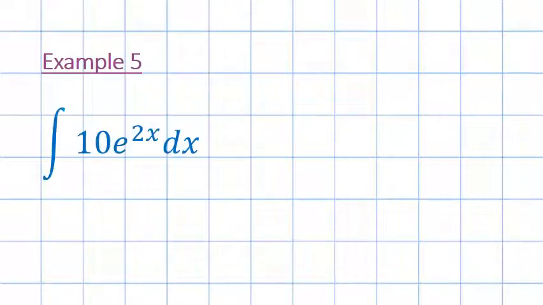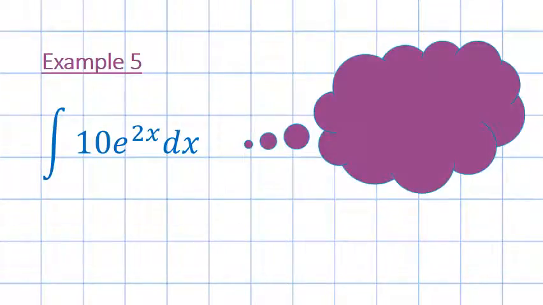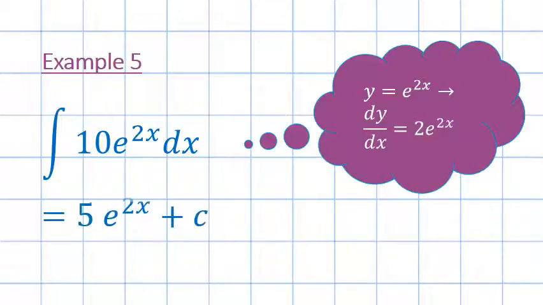Example 5. So let's integrate 10 e to the 2x dx. Let's start. We'll take the e to the 2x and differentiate that to start off with. That will give us 2 e to the 2x according to the chain rule. But I need 10, not 2. So I multiply by 5, and that will give me my 10. So I have 5 e to the 2x plus c.